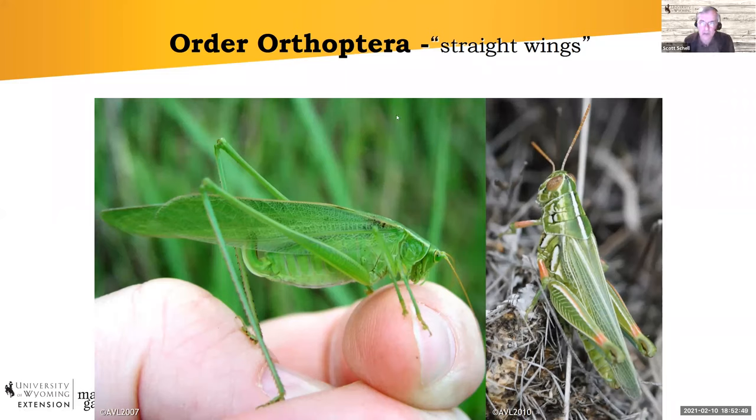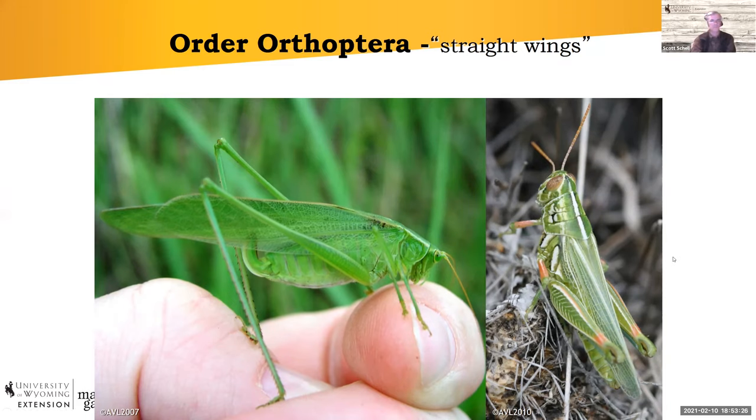So the order Orthoptera is straight wing. And like I said, there are always exceptions with insects. Immediately I show an angle wing katydid, which is a member of the order Orthoptera, along with our snakeweed grasshopper. But it has other diagnostic characters of the order. They have the enlarged jumping hind legs. They all have chewing mouth parts. They have this basic body form, and all of them go through simple metamorphosis.